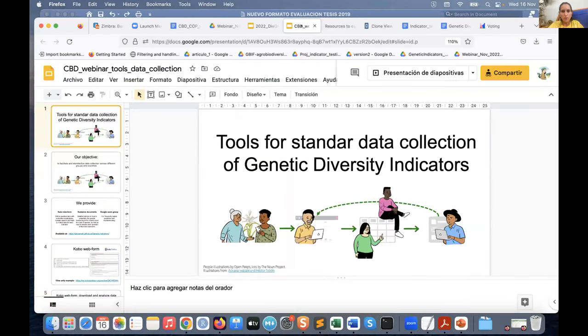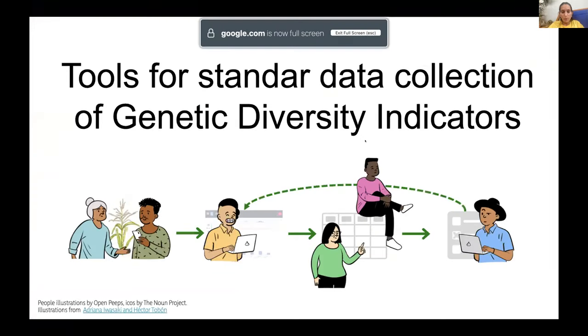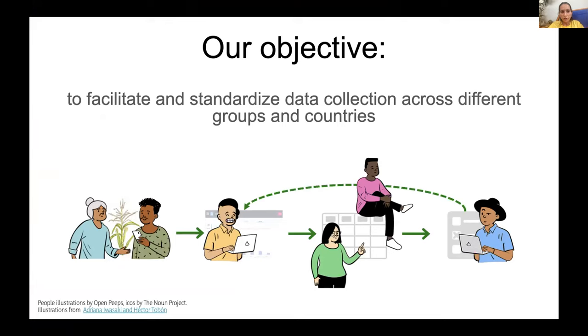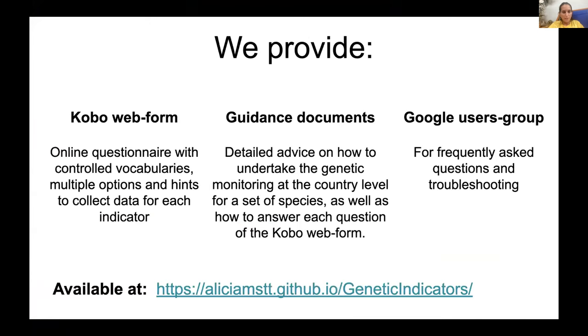I'm going to quickly switch hats now, and mention briefly the tools that we have been developing in the team of the several countries presenting today. As you know, when you are collecting data across different countries, with different people, it can be very messy. So we created a series of online tools to facilitate and standardize the data collection across all of the teams. Briefly, this is a web form, which I want to show you, and some guidance documents that explain step by step how to create your species list, but also how to estimate each of the indicators based on the type of data you have. We also created a Google users group where all of us are answering questions quickly.